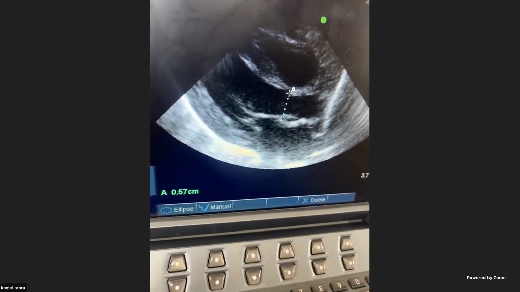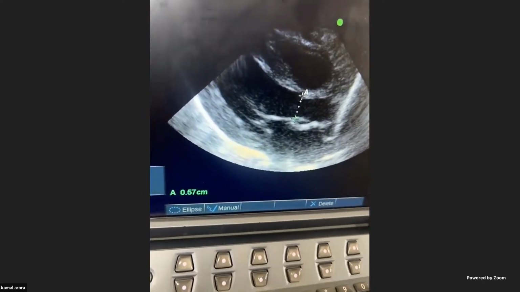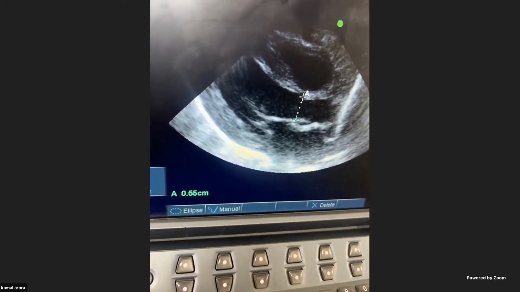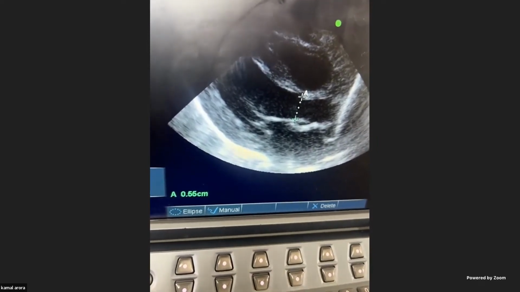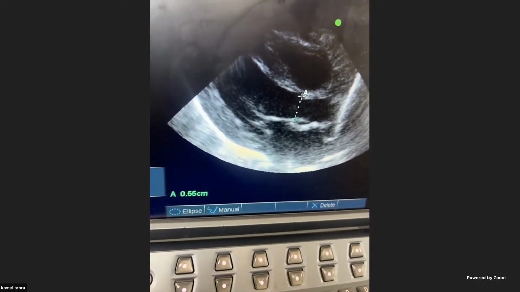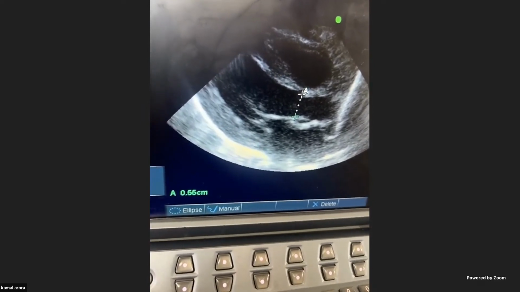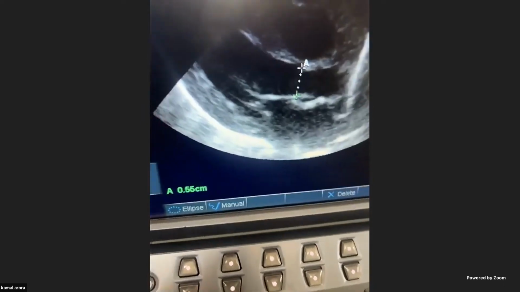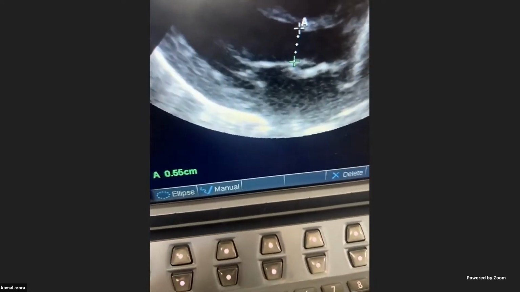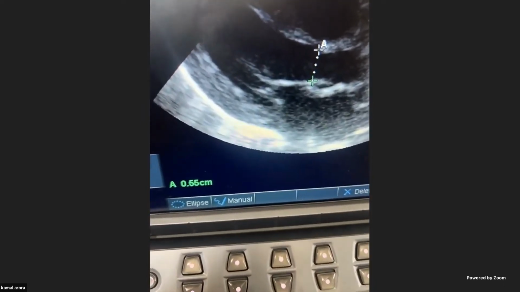So this is 0.57. So we need to do 0.56. We need to take half of it, 0.55 or 0.56 divided by 2, that is the radius, and square of this. 148 is the heart rate. So pi r square, I'll calculate it for you.